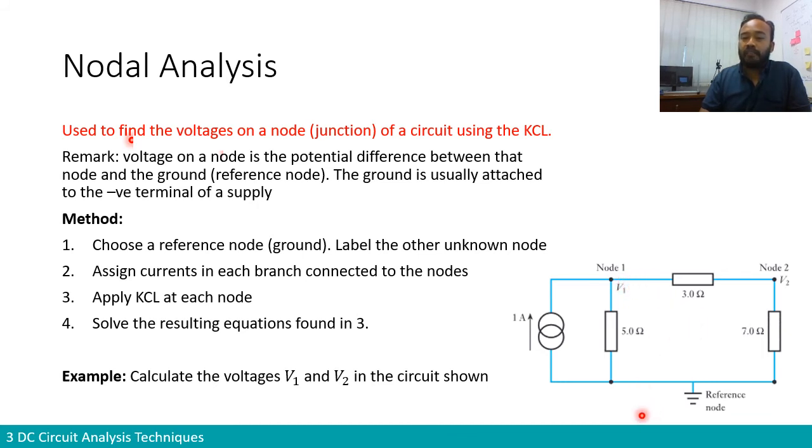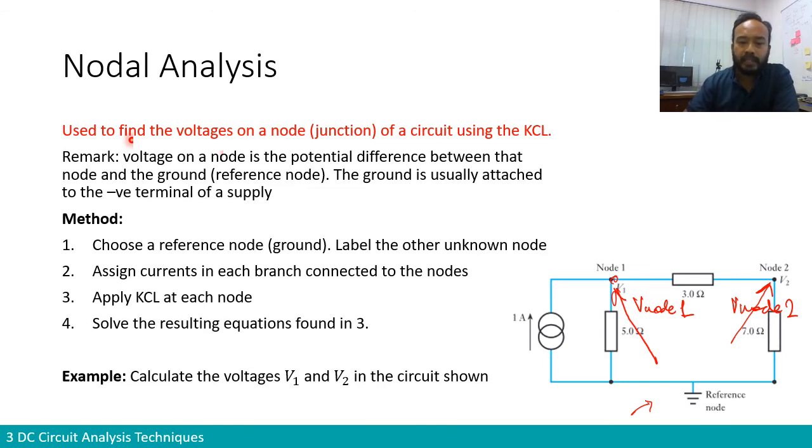So for example, in this circuit, we have a reference node over here, a ground. The voltage of node 1 is the voltage between this node 1 and the ground. So this is V node 1, and V node 2 is the voltage from node 2 to the ground. Okay, so it's not a voltage across only one component, it's a voltage between that point and a reference ground. It may include several components, or probably in this case only one resistor, 5 ohm or 7 ohm in the case of V1 or V2.